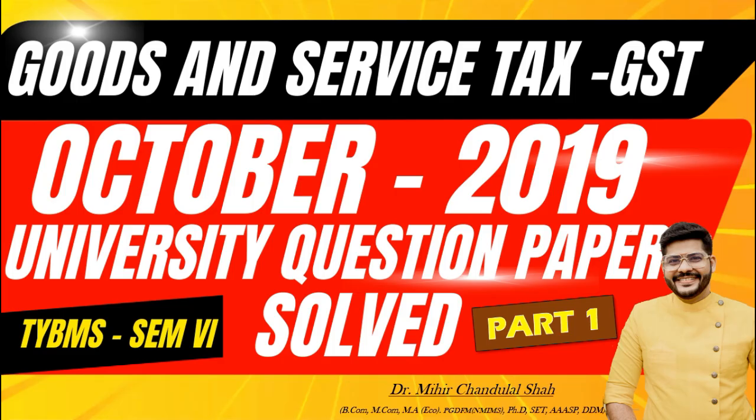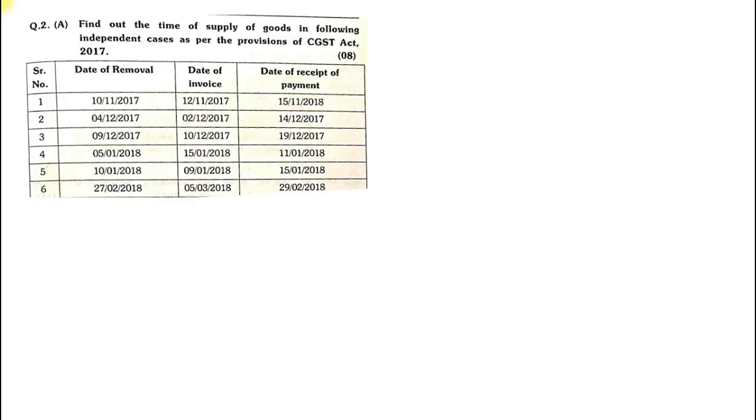Okay, so let us start with question number one, which was based on question number 2A in the question paper. Find out the time of supply of goods in the following independent cases as per the provision of CGST Act of 2017. They have given you date of removal. Date of removal is given and date of invoice and date of payment has been given.